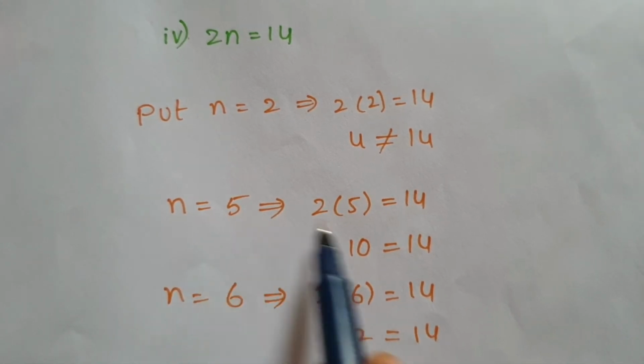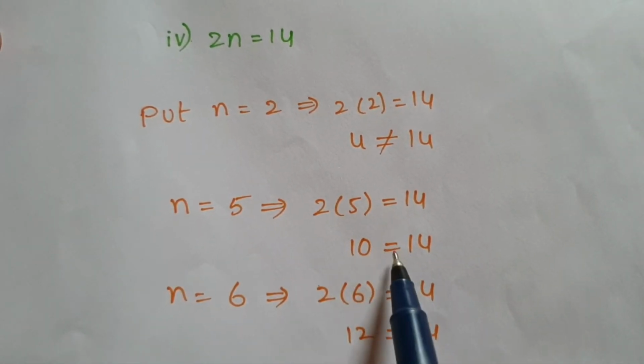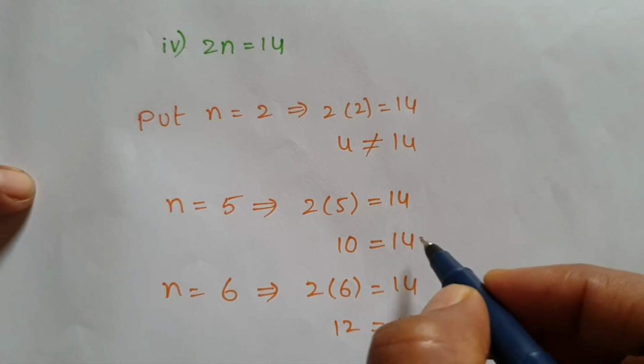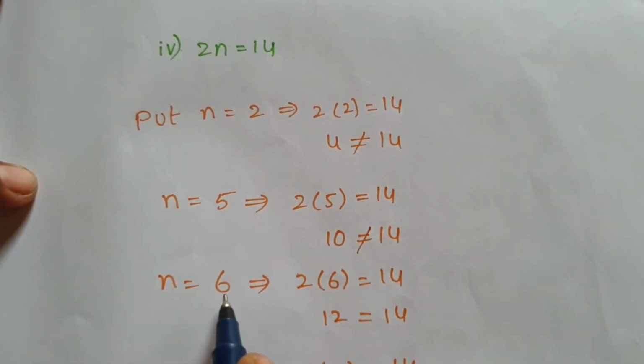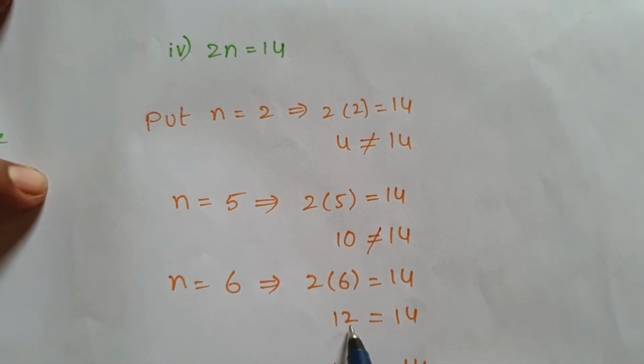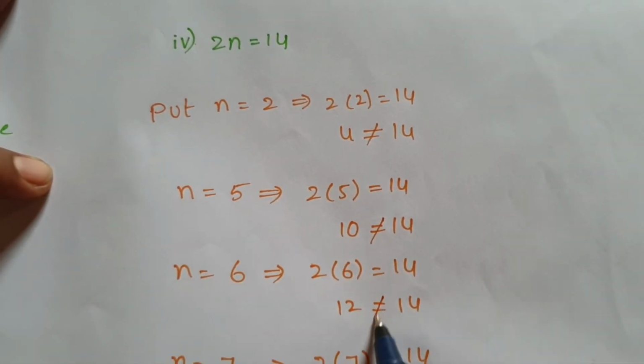4 not suitable. 5, take. N equal to 5. 2 fives are 10. 10 equal to 14? This is wrong. It means false, otherwise not equal to. 10 is not equal to 14. Next 6. 2 sixes are 12. 12 is not equal to 14.